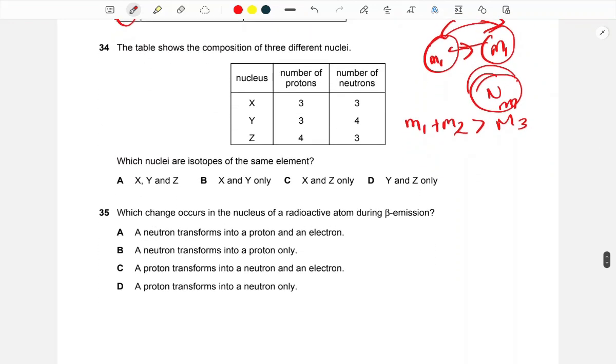Number 34. The table shows the composition of three different nuclei. Which nuclei are isotopes of the same element? So isotopes of the same element have an equal number of protons but a different number of neutrons. So we should look for an equal number of protons, so both 3 and 3, and the number of neutrons is also different. So it should be X and Y for the isotopes of the same element, which is going to be B.